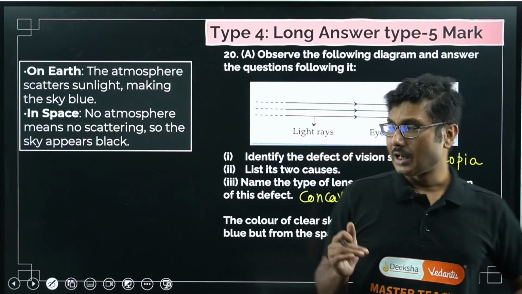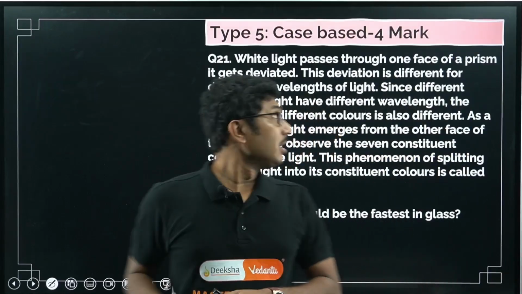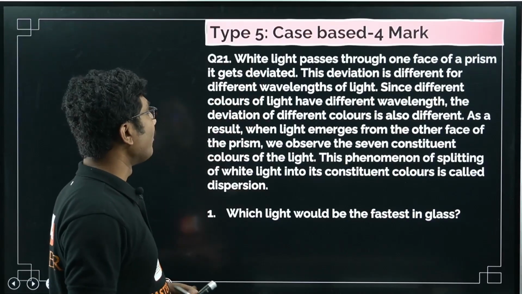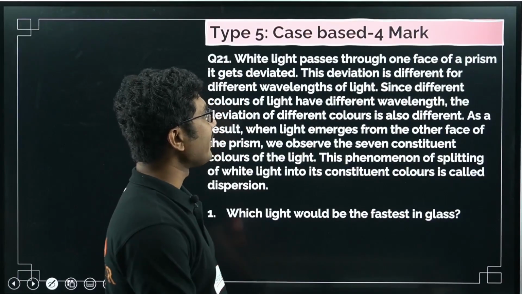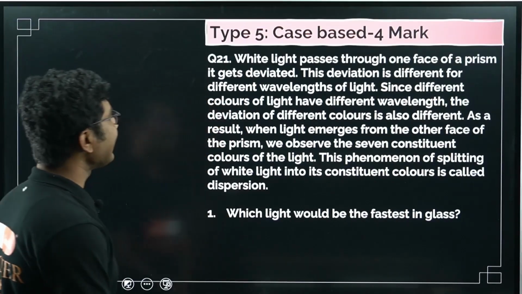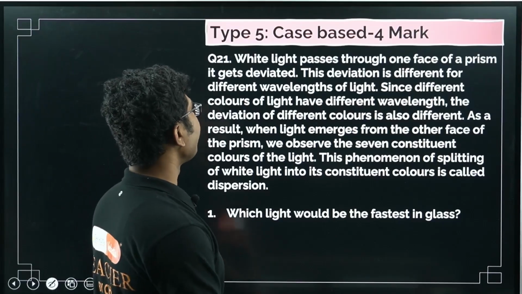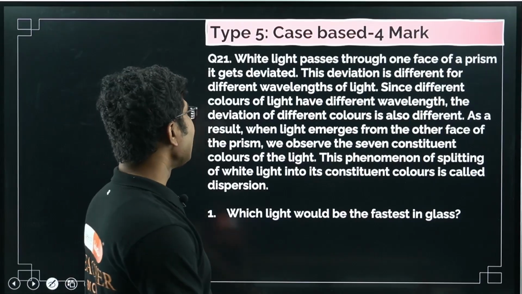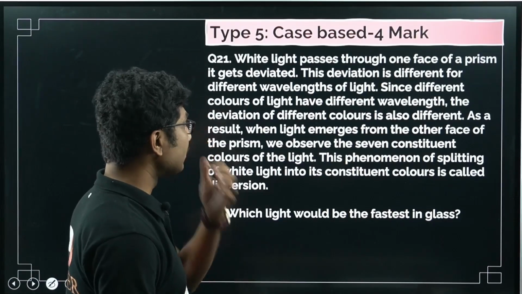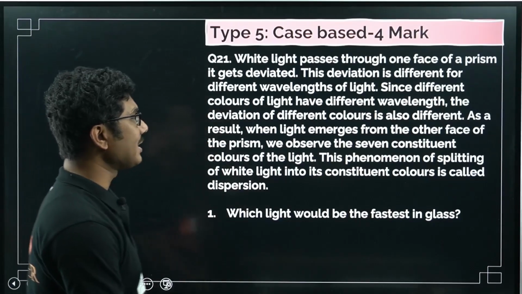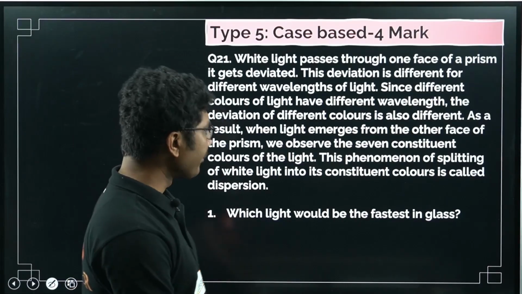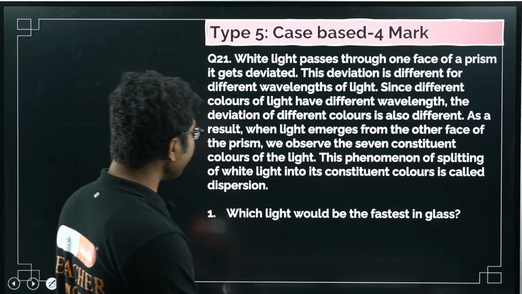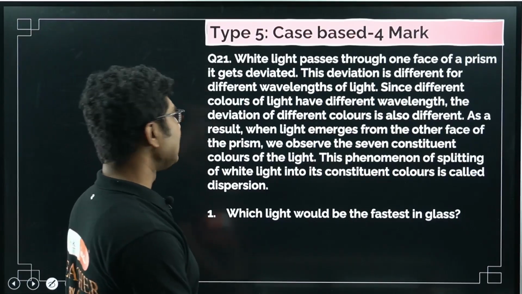Okay, so these are the last questions. Next, now it's a case based question, so it's a long question. There will be a long statement. White light passes through one face of a prism. It gets deviated. This deviation is different for different wavelengths of light. Since different colors of light have different wavelengths, the deviation of different colors is also different. As a result, when light emerges from the other face of the prism, we observe 7 constituent colors of the light. This phenomenon of splitting of white light into its constituent colors is called dispersion.